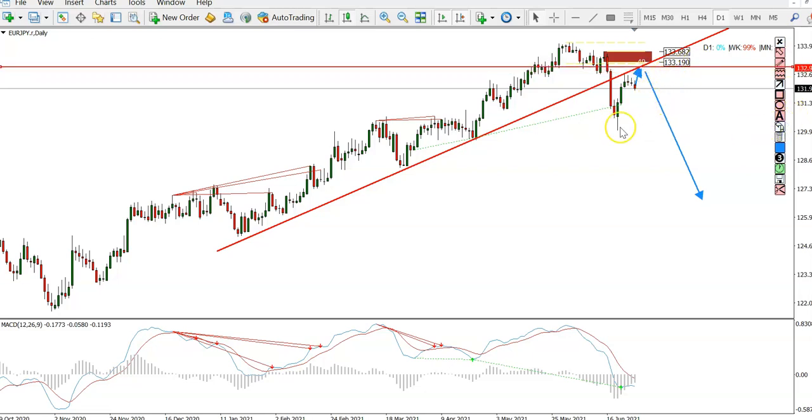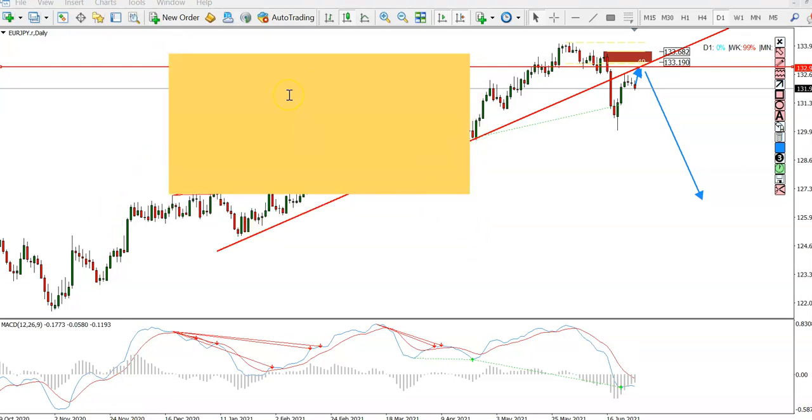So let's write this trade out. Sell EURJPY at 132.9, in brackets, or on the first MACD divergence signal on the 1 hour or 4 hour chart.